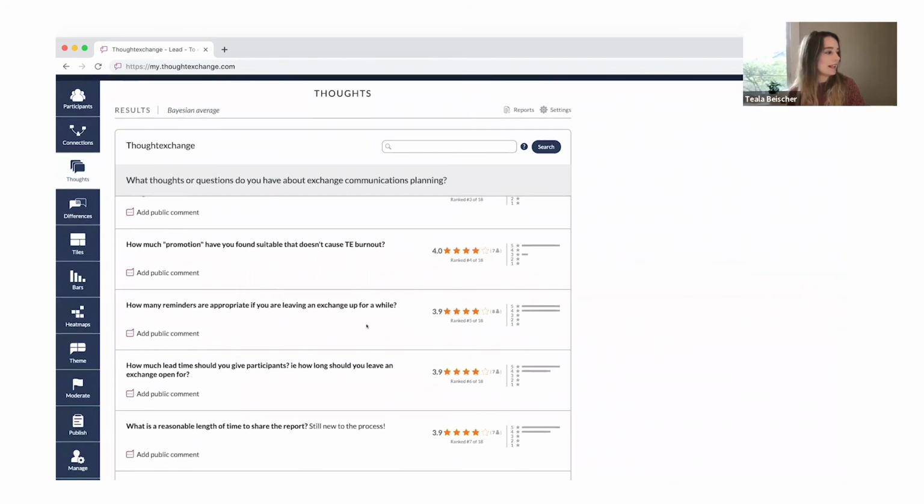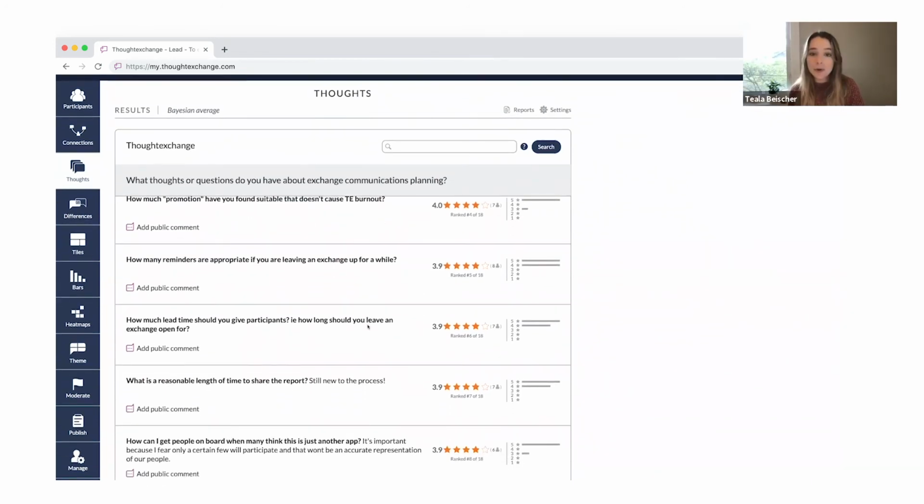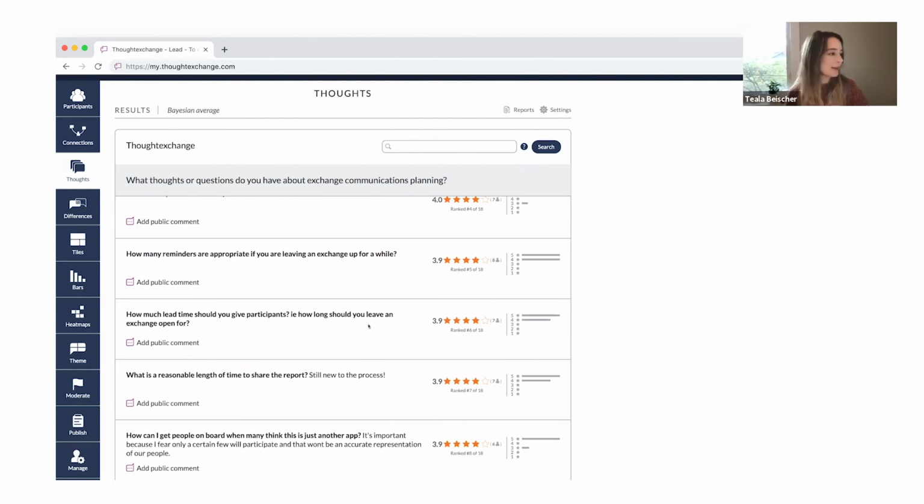Perfect. And then I'll answer 2 more questions here and then we'll wrap up as well. What is a reasonable length of time to share the report? Still new to the process. That is such a good question. And again, it really depends on what your objectives are. Obviously, you want to share the report back while it's still fresh in people's mind. Sending something out 6 months later, likely they'll have forgotten about it.